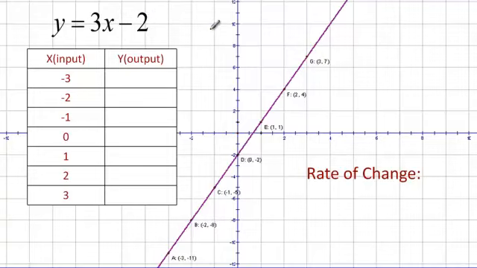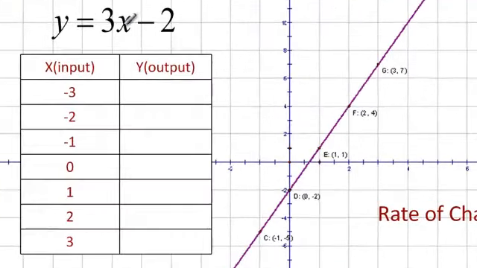Okay, so for example, if you look at this table, if x is negative 3, then y becomes negative 11. Okay, and I got that by plugging a negative 3 in for x. So 3 times negative 3 would be negative 9, minus 2 would be negative 11. If x is negative 2, then I have negative 8. If x is negative 1, I have negative 5.